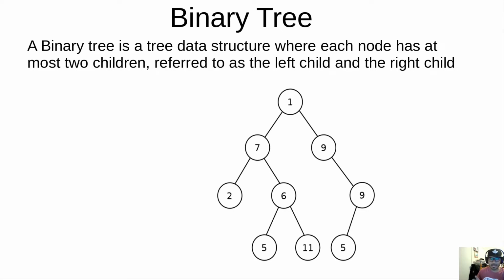So for example, we have our binary tree right over here. We have a node, and the most children a binary tree node can have is 2, and the left child is 7, and the right child is 9 for 1. And you can see 5 is a leaf node because it has no children. 2 is a leaf node, it has no children.